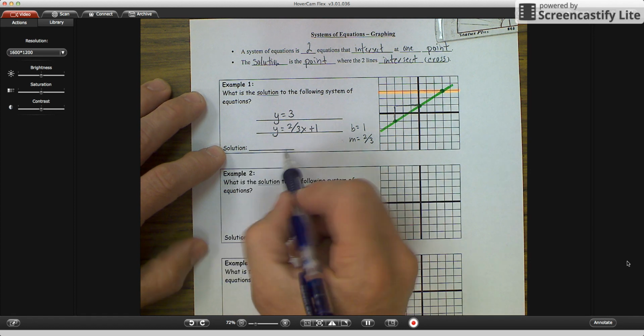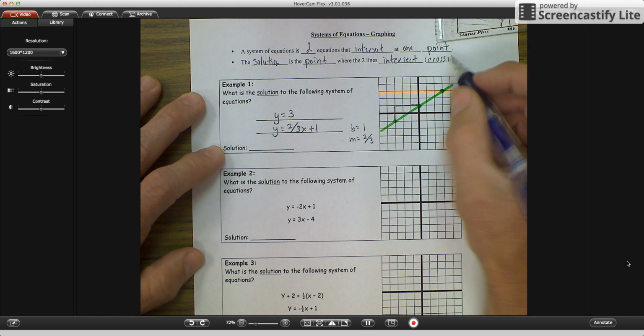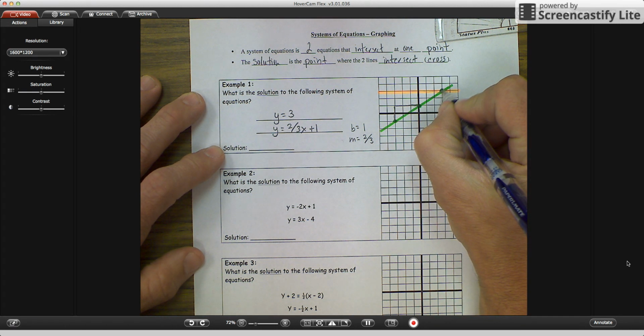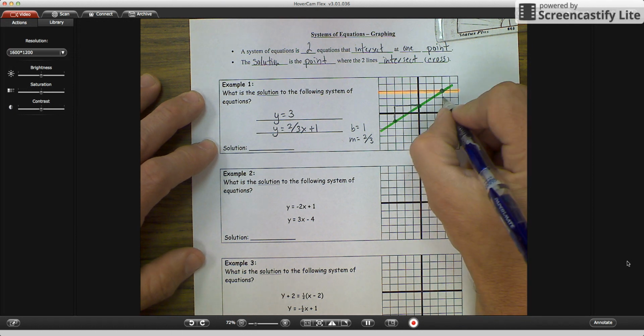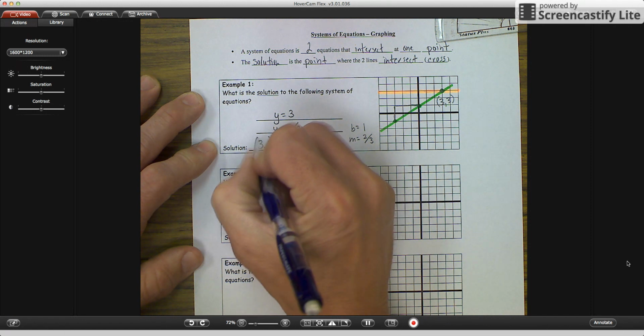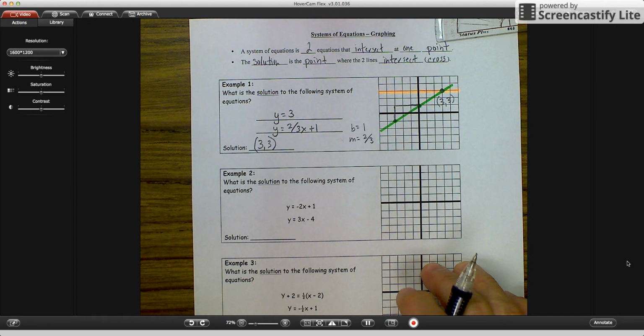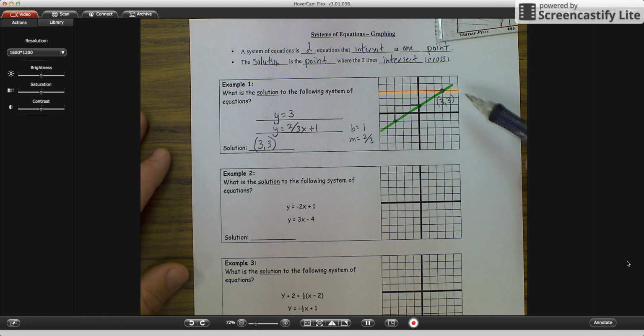Now it asks for the solution. And the solution is the point where the two lines intersect. Well, it is apparent that this point is where the orange and green lines intersect. And the coordinates of this point are 3 over and 3 up. So our solution is (3, 3). Make sure you put it in parentheses to show that that is a point. If you do not have parentheses, you cannot prove that it's a point. And that's all we're going to be doing. We're going to be graphing two lines and figuring out where they cross.